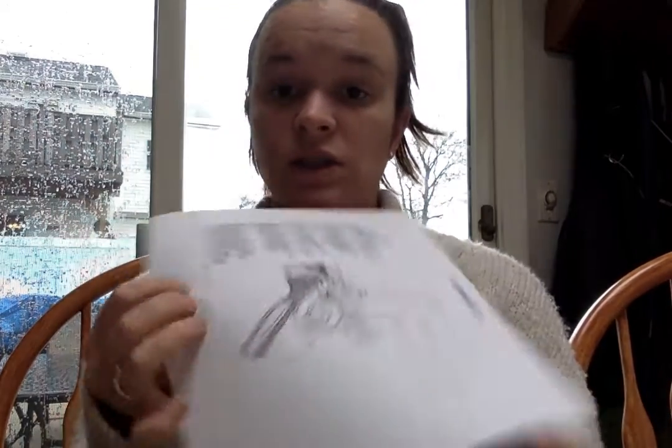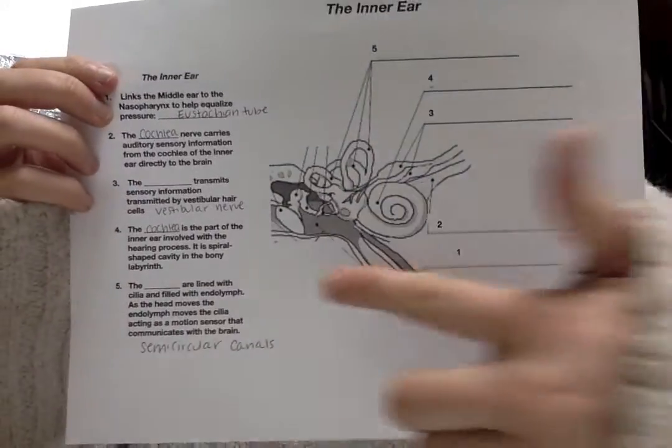To complete this, the individual must answer the following questions on the one side and then mark them with the label on the diagram. Number 1 states, links the middle ear to the nasopharynx to help equalize pressure. This technically is part of the middle ear, but it was part of the diagram I had found, and that is right here. And the answer to number 1 would be the eustachian tube.